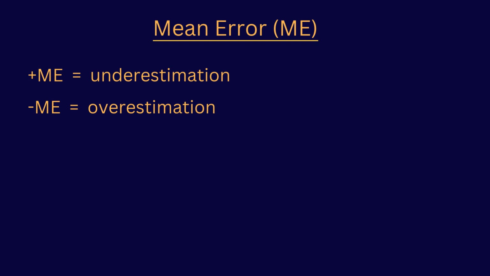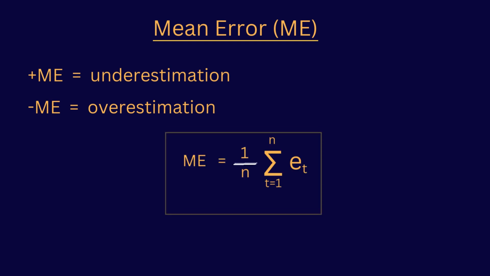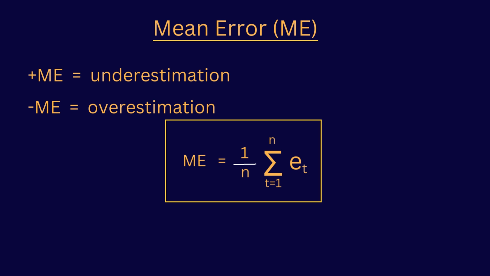Now let's start with the mean error, ME. This tells us the average bias of the forecast. A positive ME indicates underestimation while a negative ME indicates overestimation. So this is the formula for mean error. To calculate this, we sum all the errors and divide by the total number of years.